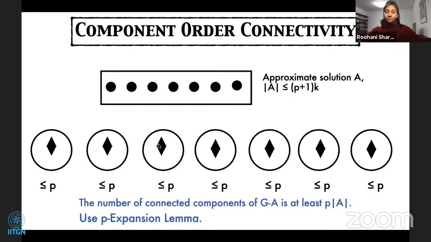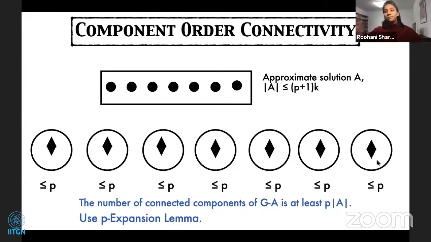Note that because the number of connected components is at least p times |A|, if there was a component which didn't see any vertex of A, then we can have a simple reduction rule: we can simply delete such components from the graph, because these are actually isolated components in the original graph which have size at most p.